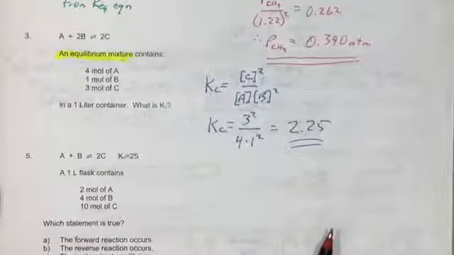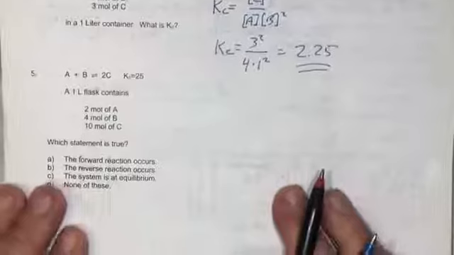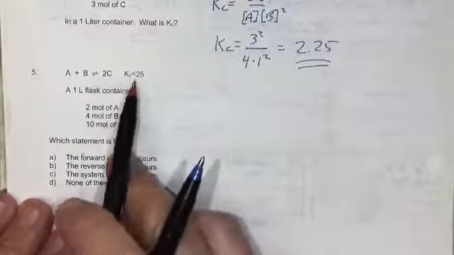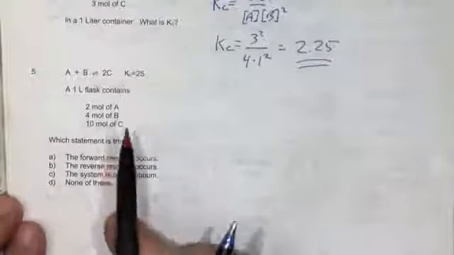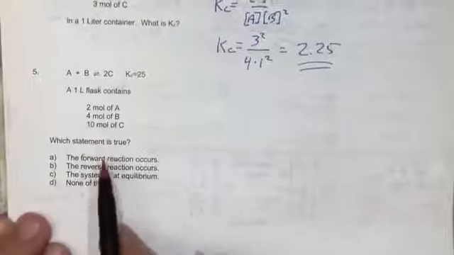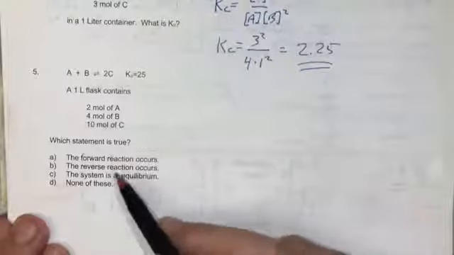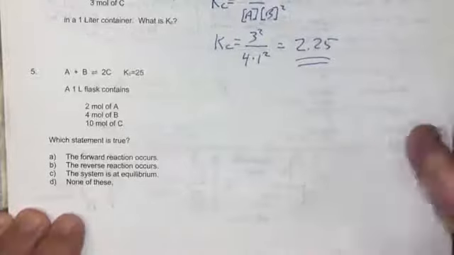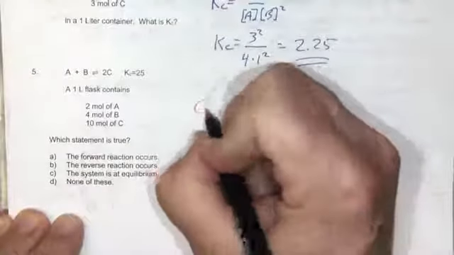It's already at equilibrium. The next question says, if we have this equilibrium that exists, and we're given the Kc this time, in this case we're given the value of Kc, and we're told how many moles of each substance are present in this 1 liter container, then is the system at equilibrium? Is the forward reaction occurring? Is the reverse reaction occurring? What will we have? Well, in this case, we have to calculate the reaction quotient.